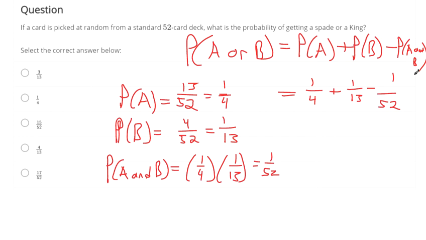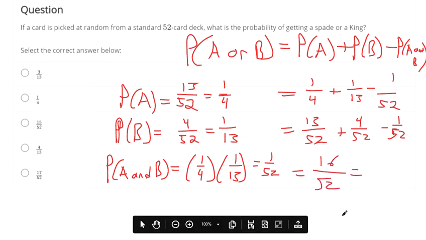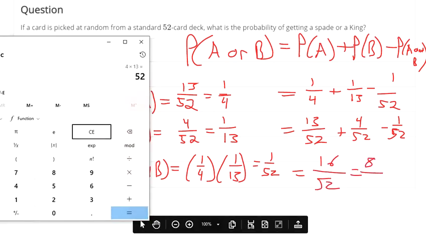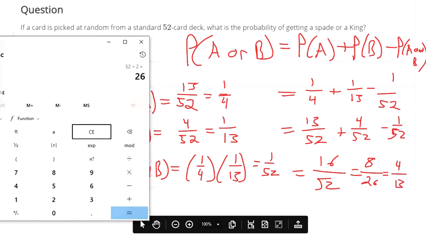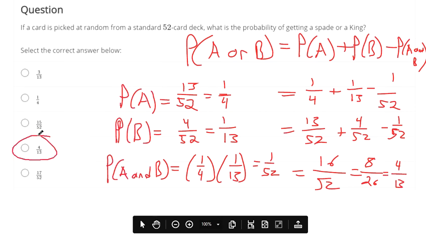So this is what we have to calculate, now that we know the probability of A and B. To get common denominators, it's actually easier if we just bring them back to terms of 52. 1 over 13, we said that was 4 out of 52. Since they all have common denominators again, 13 plus 4 makes 17 over 52. Subtract 1 makes 16 out of 52. And how does that simplify? That's 8 over 26, which is 4 over 13. Yeah, 4 over 13. And that's our option right there.